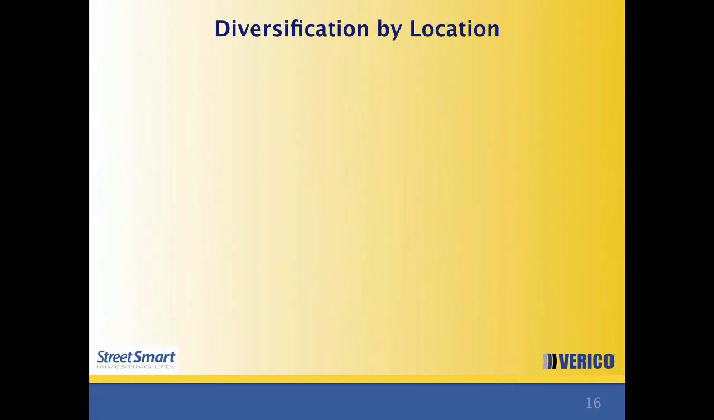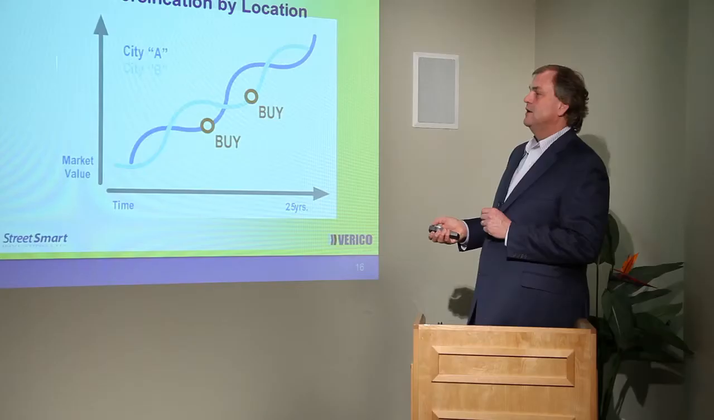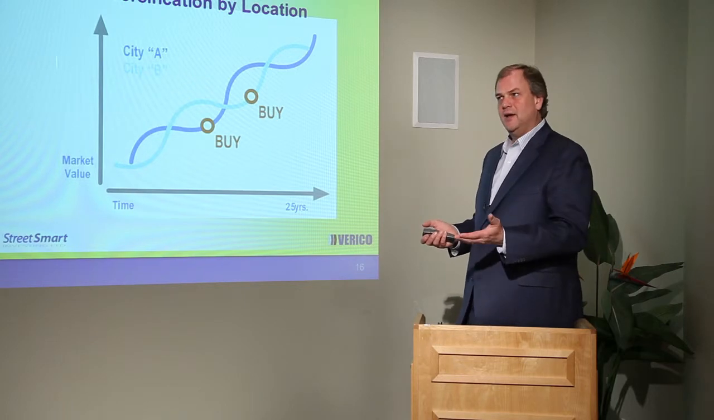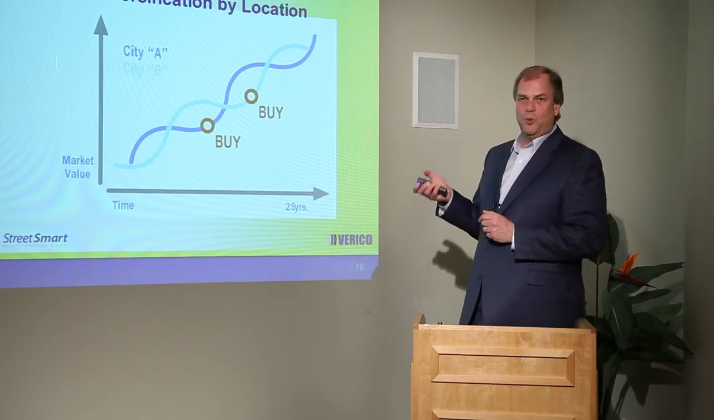Diversification by location is also a result of knowing which market to buy in. So not every city is going to perform the same at the same time. So city A is the dark blue line. The opportunity to buy is a different time than city B, the light blue line. So understanding different economic reasons, different drivers perhaps, would determine where we're buying.